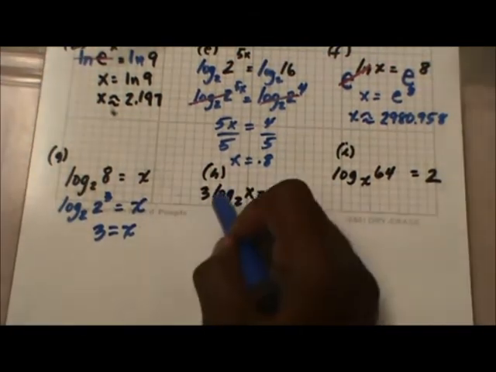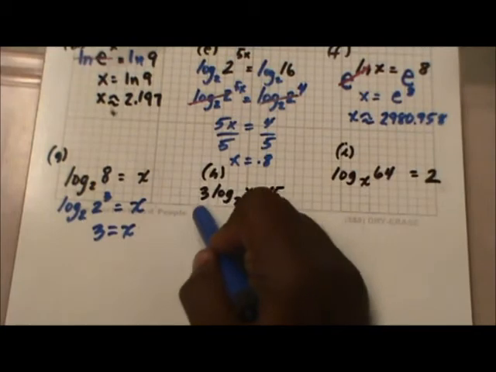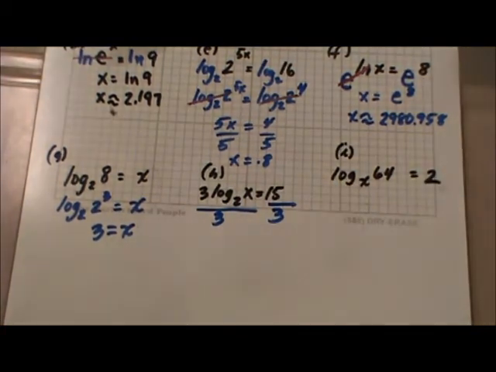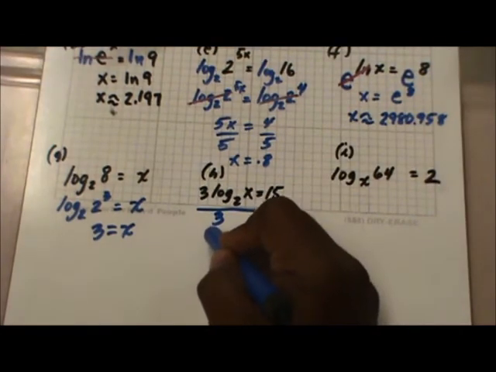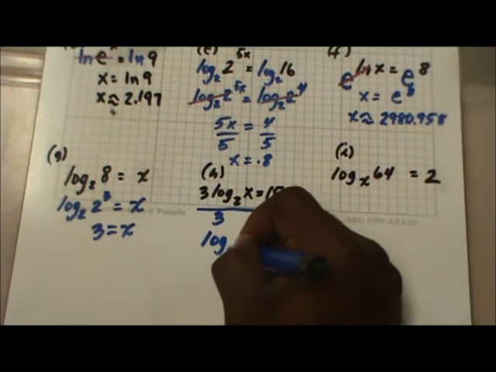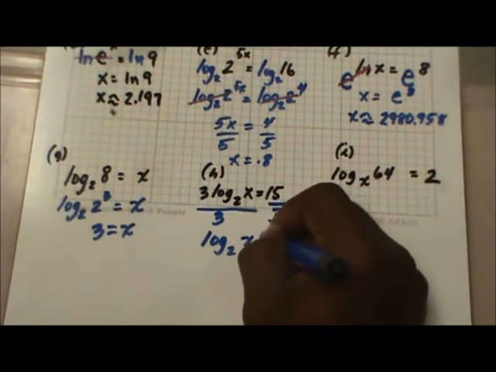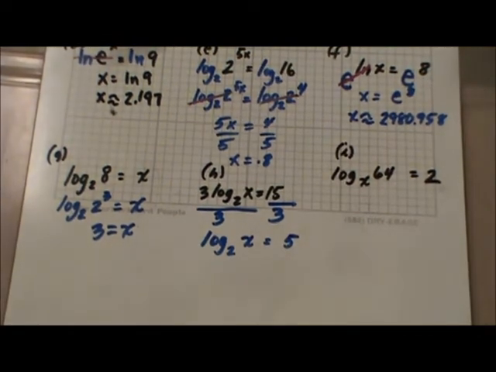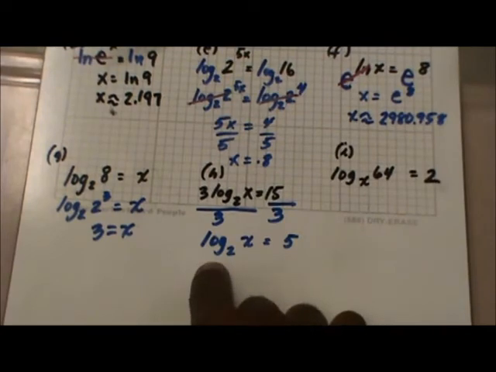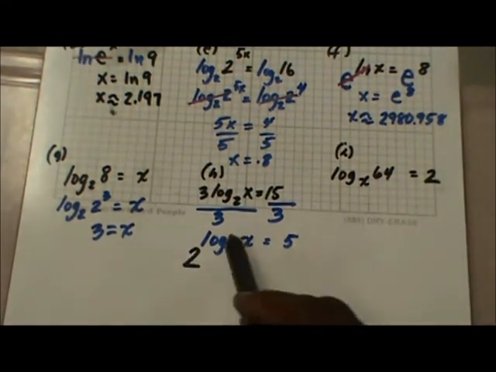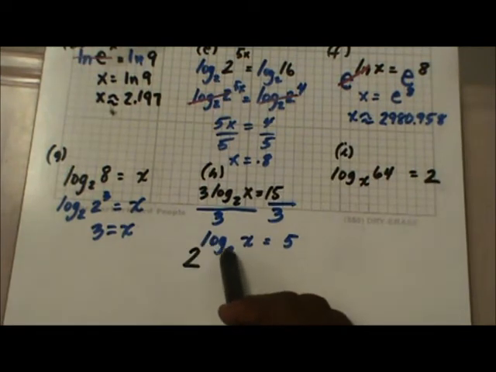Next problem. I have a 3 over here. I want to cancel that 3 by dividing both sides by 3. The 3's cancel. I have log base 2 of x is equal to 5. Now I want to get rid of this log base 2. So remember the problem where we're doing a bunch of canceling. If I raise everything to a 2, the 2 to the log base 2 will cancel.